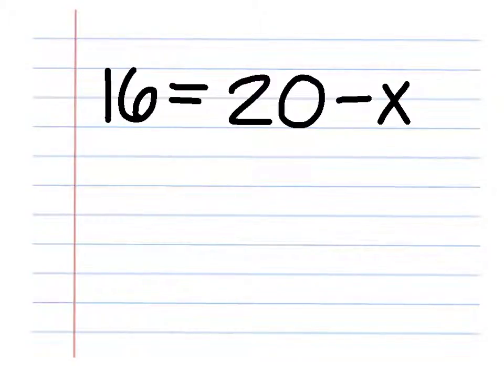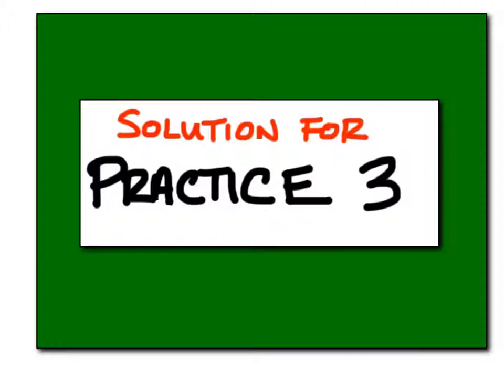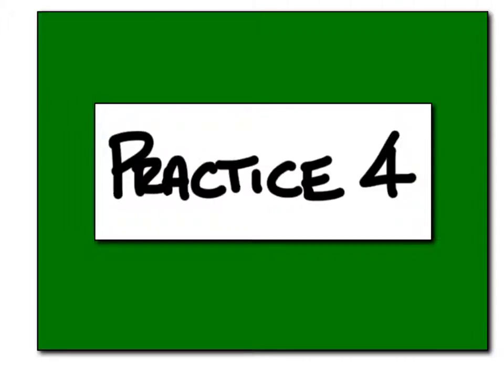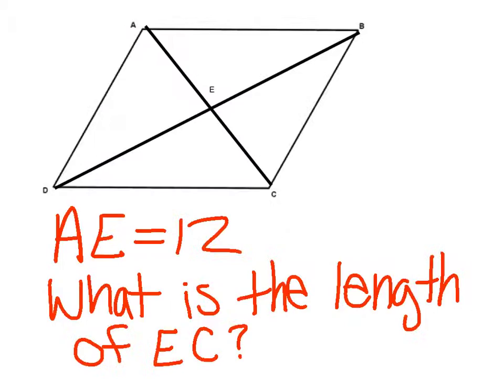Okay, practice problem number 3. Okay, answer should be 4. Okay, HF is equal to 30. That means this whole line is 30. We want to find what HC is. If HF is 30, what is HC? 15.